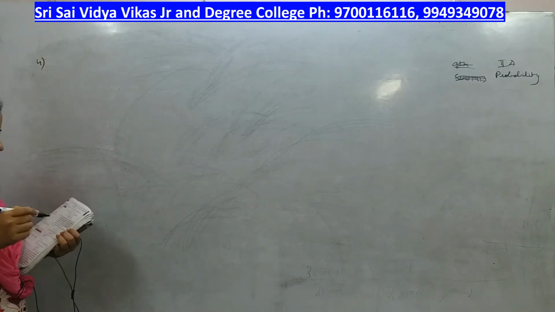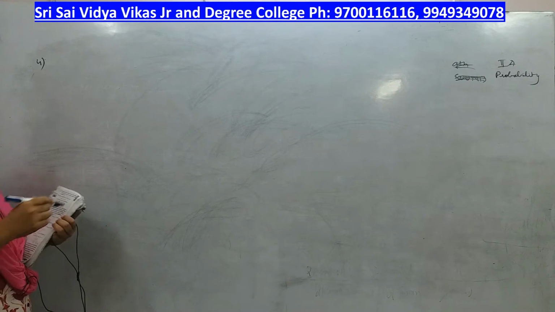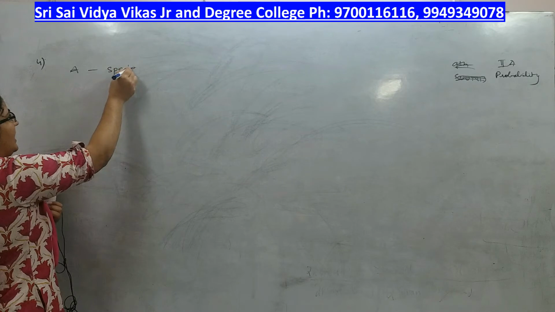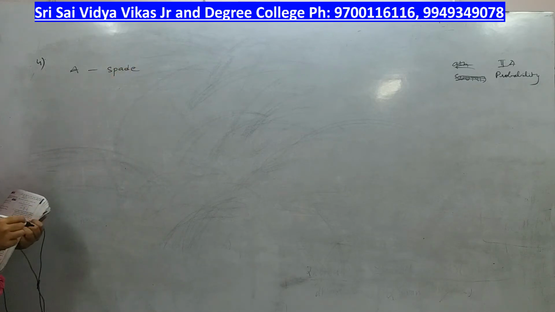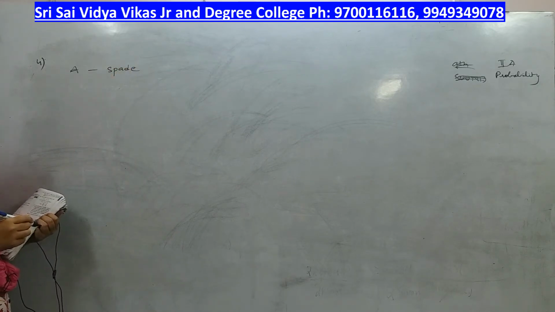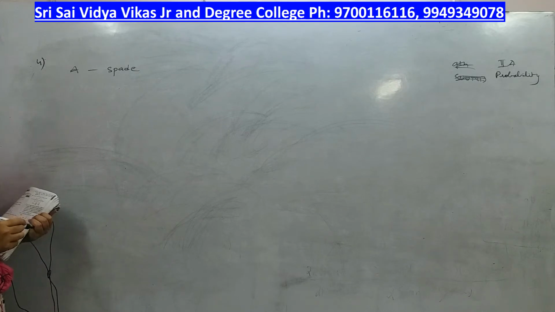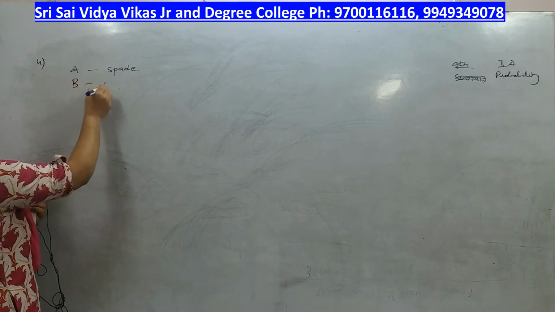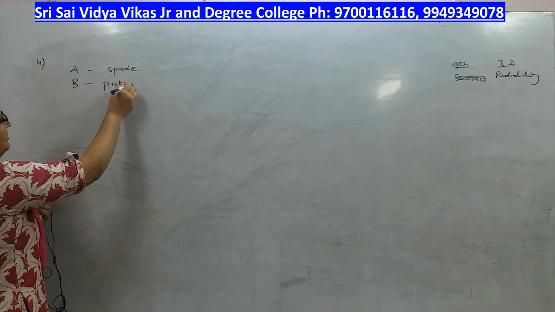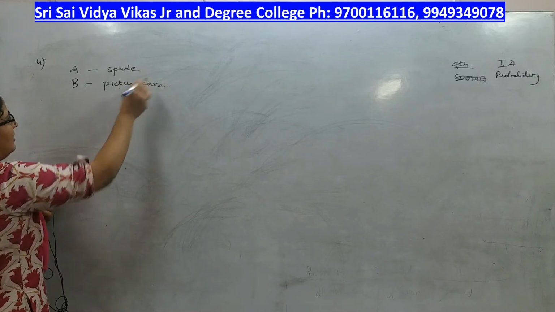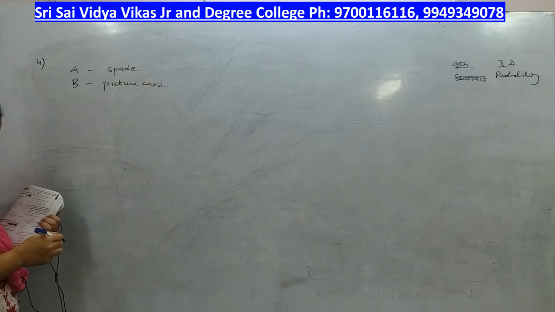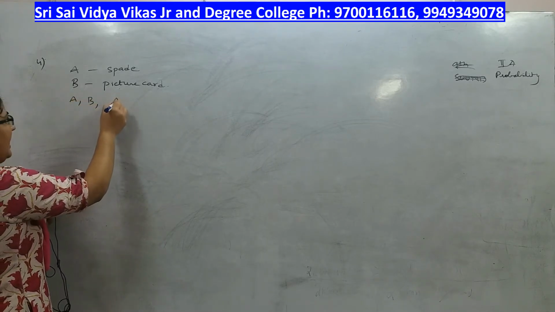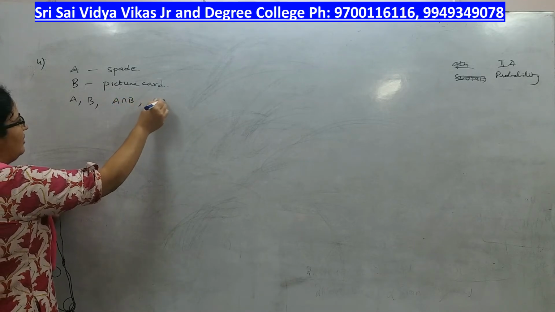In an experiment of drawing a card at random, let A be the event of getting a spade, and let B be the event of getting a picture card. Find the probabilities of A, B, A intersection B, A union B.